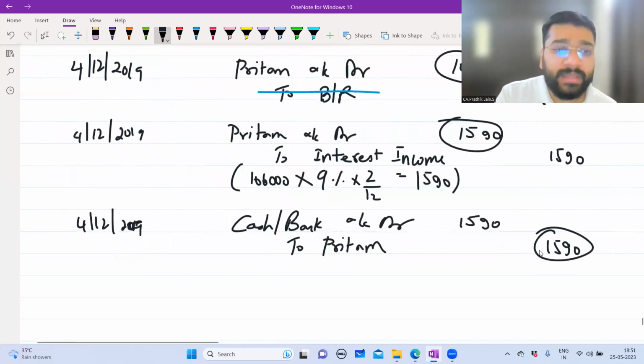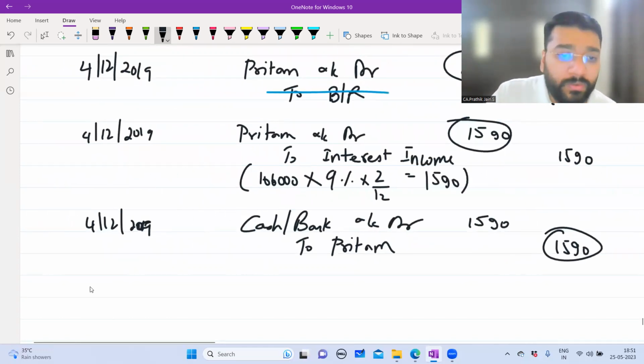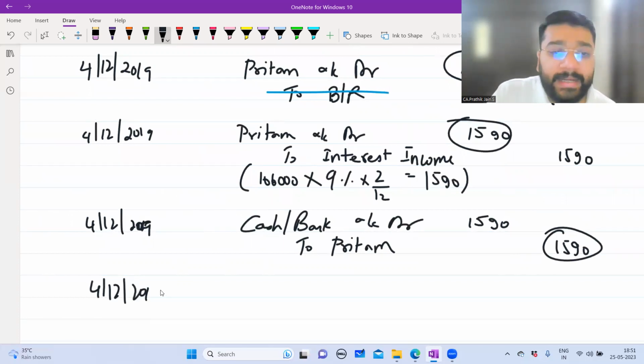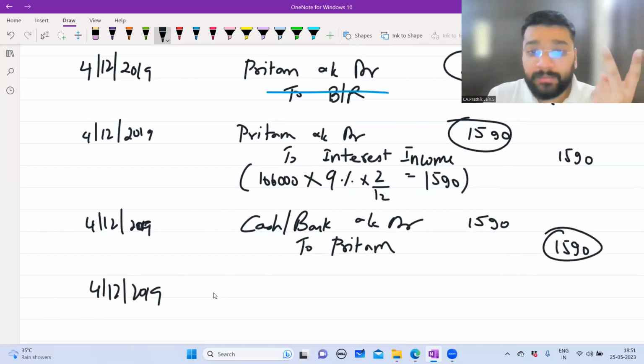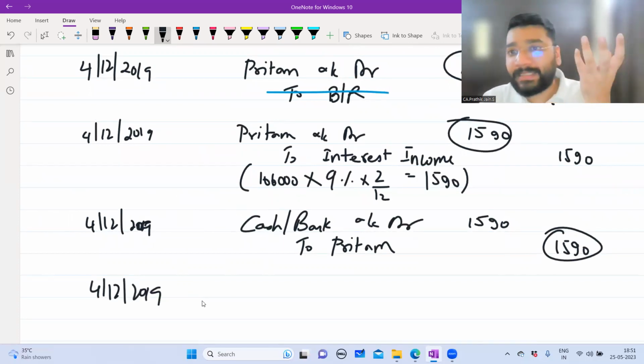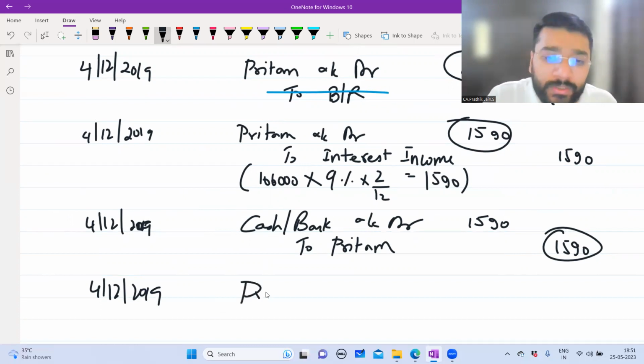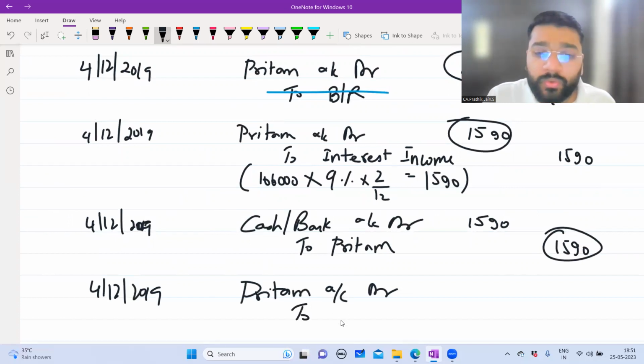So now, guys, on the very same date, 4/12/2019, you are recreating the second bill. So you're closing the Preetham account. Preetham is an asset, and to close an asset I have to put it in credit. So Preetham account debit to bills payable or receivable?